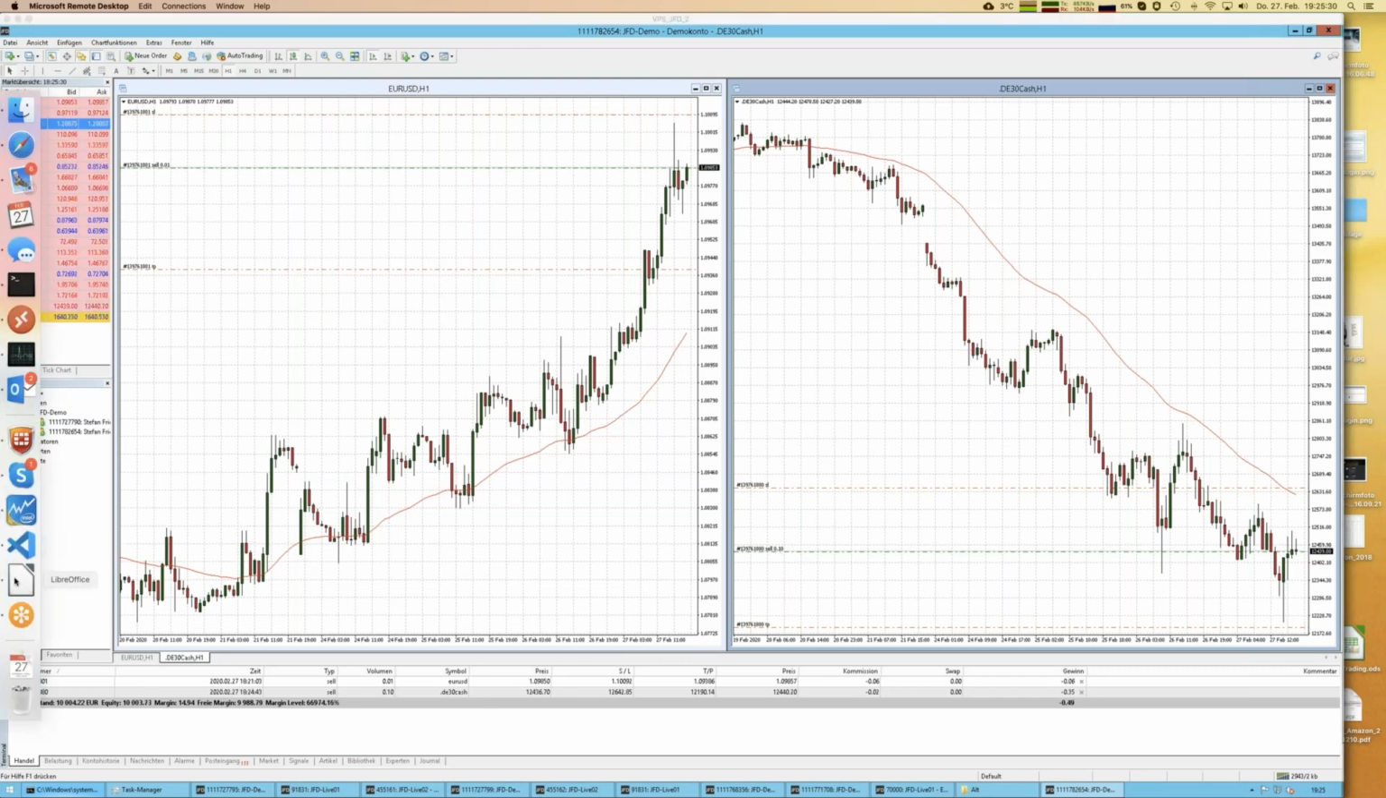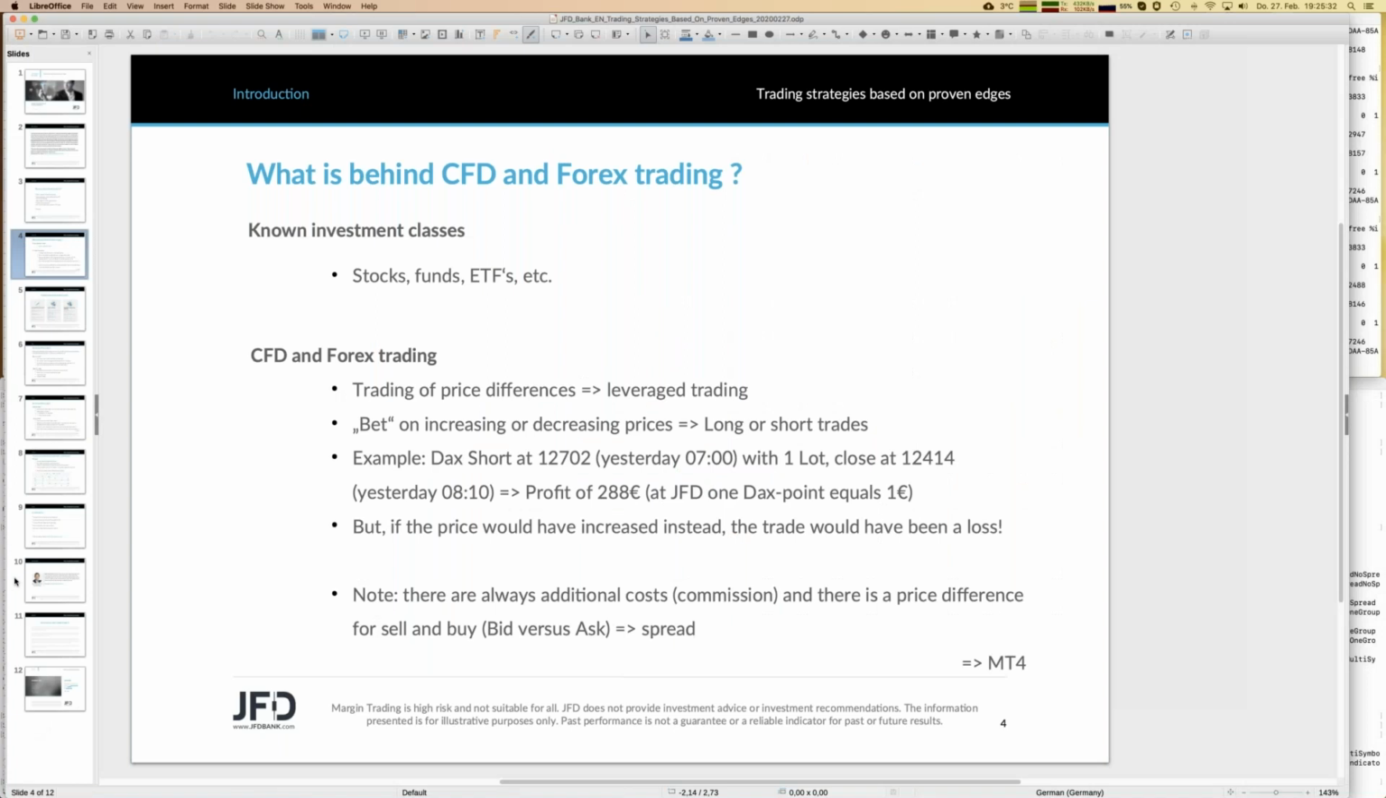But now let's go back, because what we did is really not the real way of trading. I just opened 2 trades without any edge, because okay, I might think that Euro US dollar should go south now, or I might think that the DAX should go further south now.